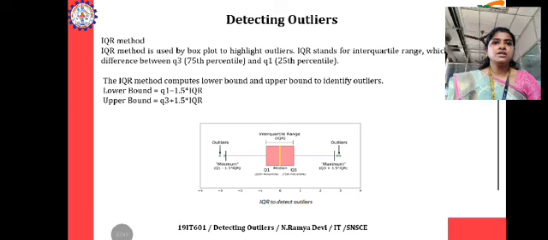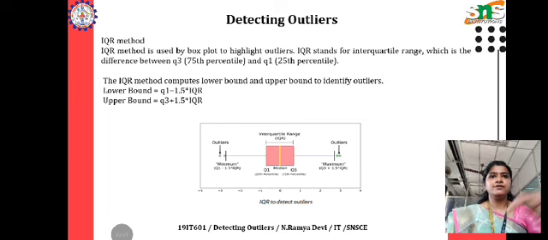The next method is the IQR method, that is, the interquartile range. The IQR method is used by the box plot to highlight the outliers. IQR stands for interquartile range, which is the difference between the 75th percentile and the 25th percentile. The IQR method computes the lower bound and upper bound to identify the outliers. The lower bound is calculated as Q1 minus 1.5 into IQR, and the upper bound is calculated as Q3 plus 1.5 into IQR.